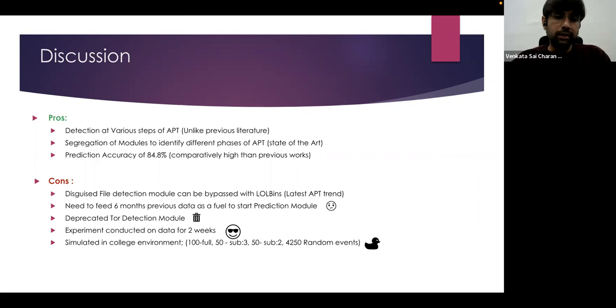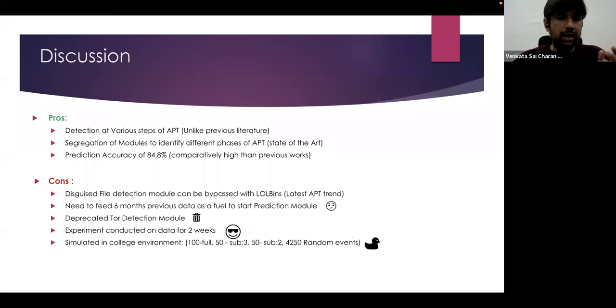So the disguised file detection module and several other modules can't identify this kind of lolbin attack. Another drawback we can identify is that the prediction module will take the previous 6 months of data to predict the upcoming latest attack. I don't think this is feasible for a large scale network. This is like a toy example, we can say. So this will work for toy examples. In real time scenarios, it is very difficult to identify novel attacks by taking the previous 6 months of data.